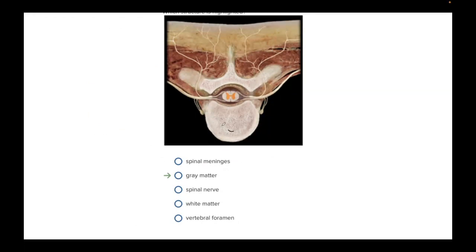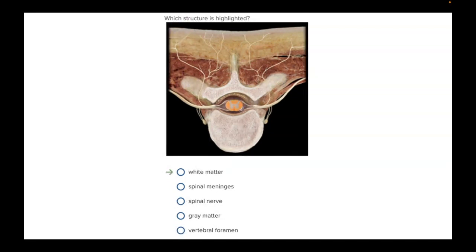All right, so when we look at this, this is the vertebral body. This is the transverse process of the vertebra. This is the spinous process of the vertebra. And here's the vertebral canal where the spinal cord is. And what we have highlighted in the middle, the butterfly, that's the gray matter. And what's really cool is that if you look right there, that's the swollen part of the dorsal root. That's the dorsal root ganglia. Now we look at the spinal cord, but now it's highlighting the outer region, which is the white matter.